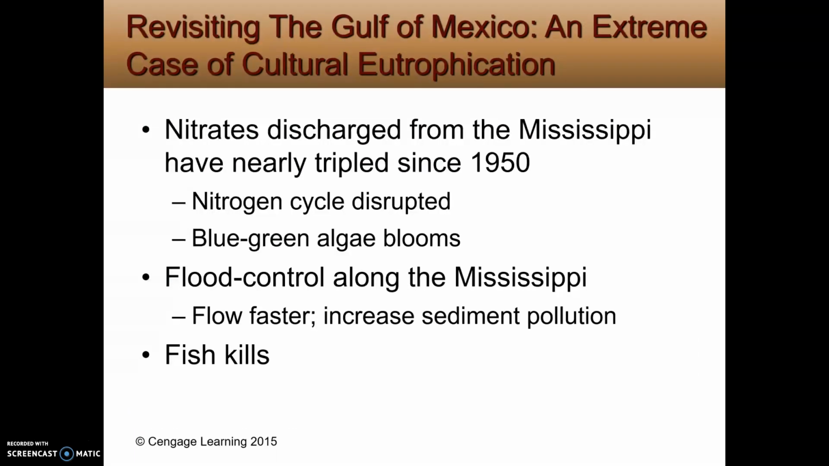We've already mentioned extensively the amount of nitrates that are flowing into the Gulf of Mexico. It's nearly tripled since 1950, which has caused these algae problems. But then you also have the flood controls along the Mississippi River, which is a good thing in terms of protecting property and people, but it also increases the flow of the Mississippi River, which will only increase sediment pollution moving downstream.